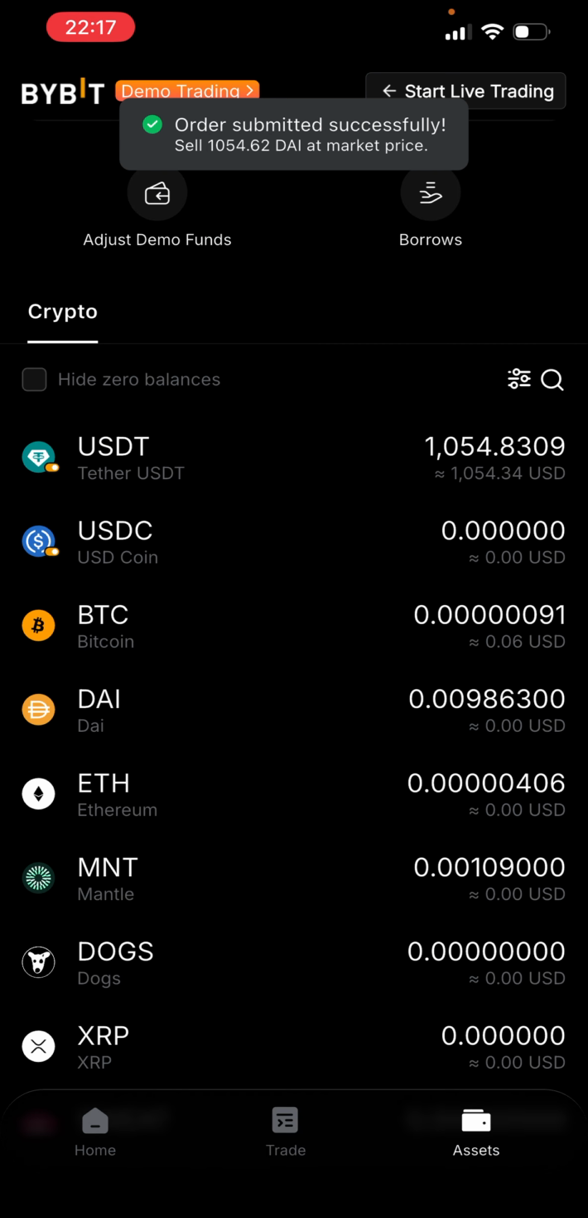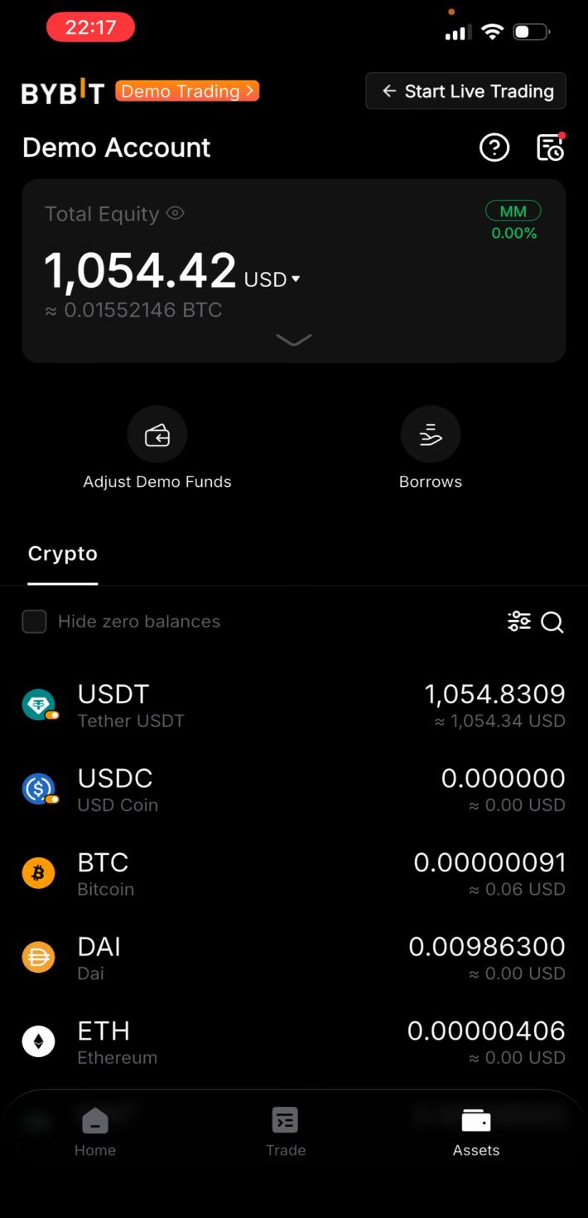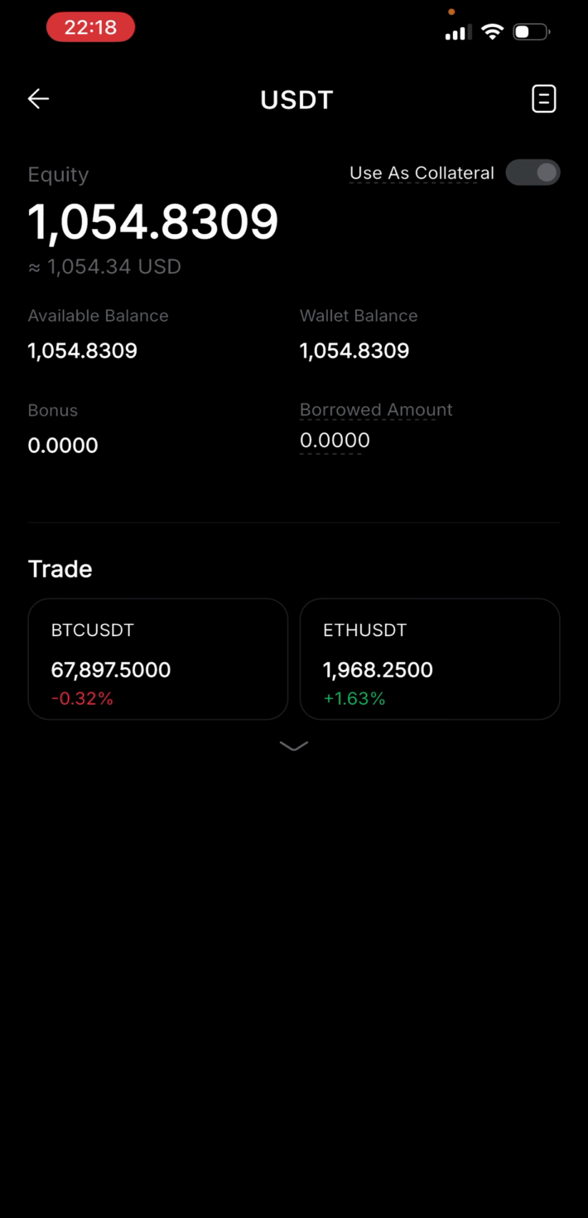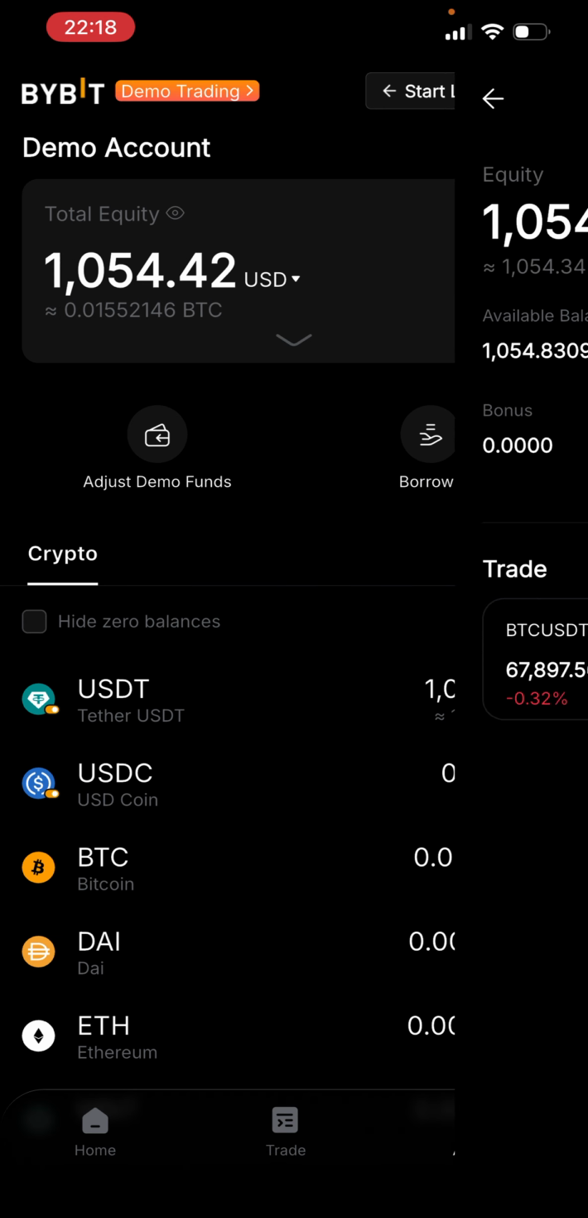So we have returned everything to USDT. You can see we have USDT at 1054. So we have earned 4 USD from 1050. But the best way is to do it the other way around.